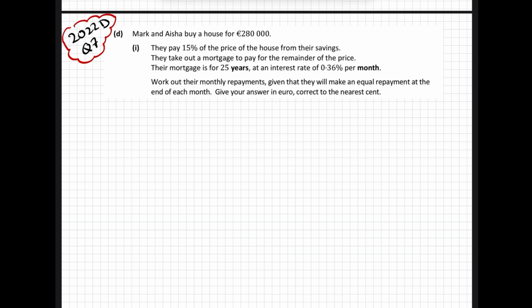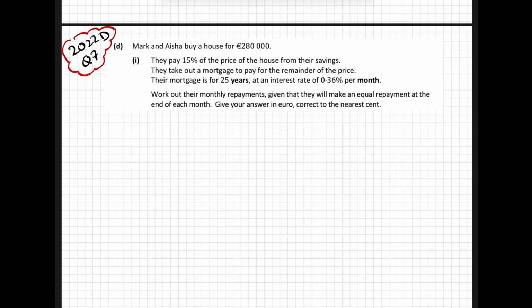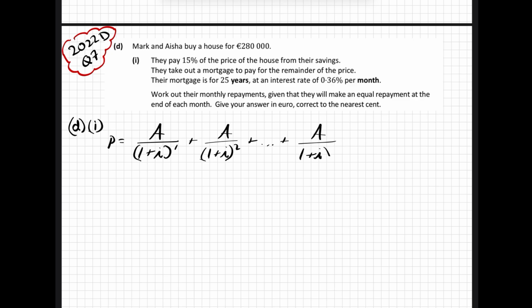Now, we can do this 2 ways. We can do this with the formula, or we can do it with the sequence. I'm going to do it with the sequence first, just so you can see it. Again, feel free to try this question and then have a look at the solution. But what I'm going to say is the principal amount is a over 1 plus I to the power of t, plus a over 1 plus I squared plus dot dot dot plus a over 1 plus I to the t.